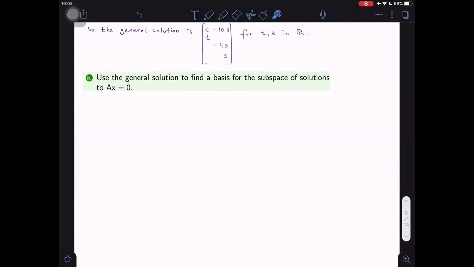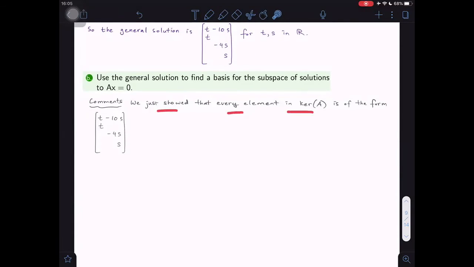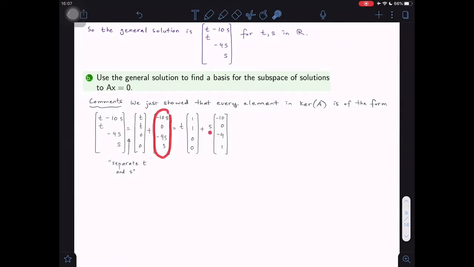We can use this general solution to write down a basis for the kernel of A. We just showed that every element in the kernel of A is of this form. Now I will separate the t and s. This is just usual vector addition. Next, I will write this so that I have a linear combination of concrete vectors with t and s as coefficients. This first vector becomes t times the vector 1, 1, 0, 0. The second vector becomes s times the vector -10, 0, -4, and 1.